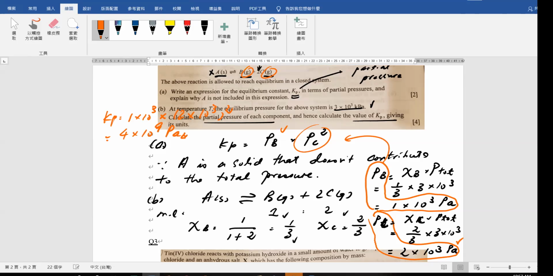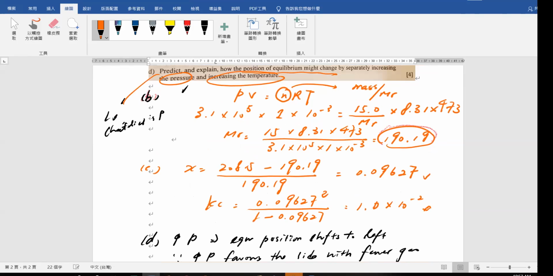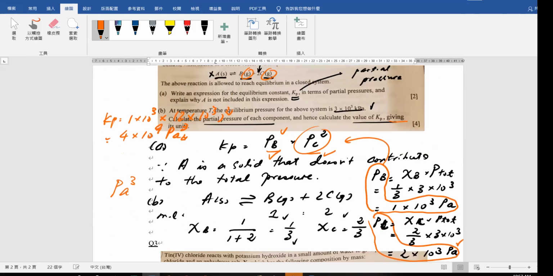Pa cubed, because you have 1 and 2. So that is the end of this question. You have to give the unit, remember, give the unit. So it's Pa cubed because you have 1 Pa, 2 Pa, when they are multiplied together, Pa cubed. Any question? The idea is you have to work out the partial pressure of each of them and then plug them into the Kp equation, but do not include A because A is solid.